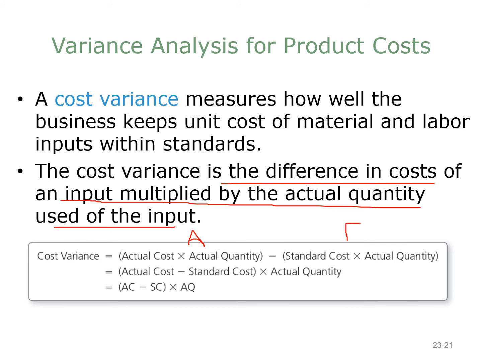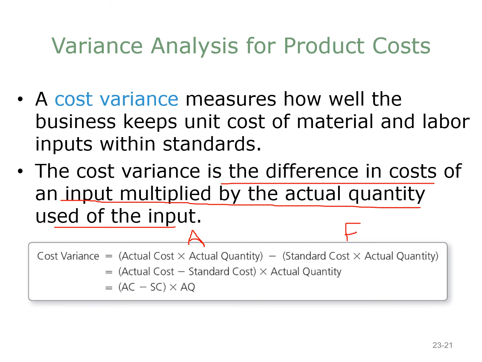This is flexible. We can manipulate it to say that actual cost minus standard cost multiplied by actual quantity, taking actual quantity as a common factor. So the rule for the cost variance, or the flexible budget variance, is actual cost minus standard cost multiplied by actual quantity.